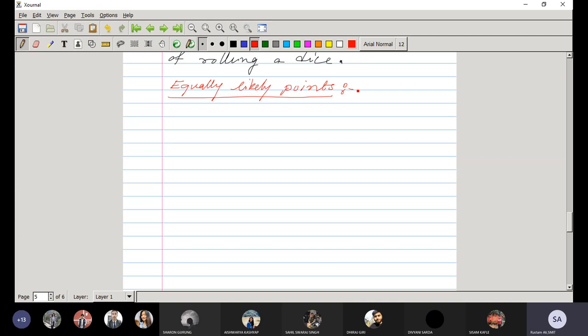If the chance of occurrence of every point is the same, in that case the points are known as equally likely points. That is, there is no reason to favor the occurrence of one over other. The points are equally likely means there is no reason to prefer the occurrence of one point over another.